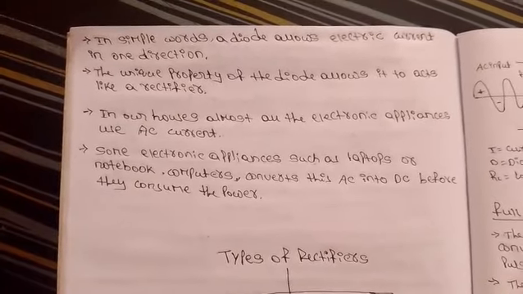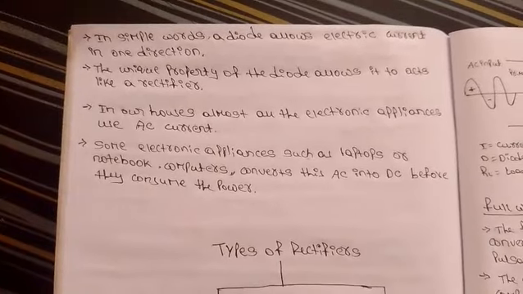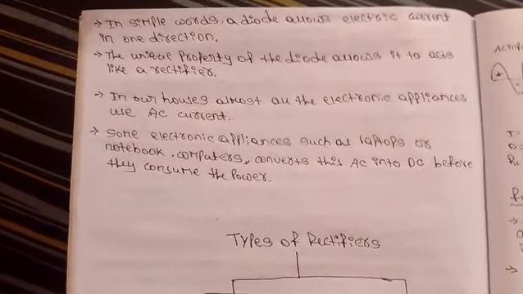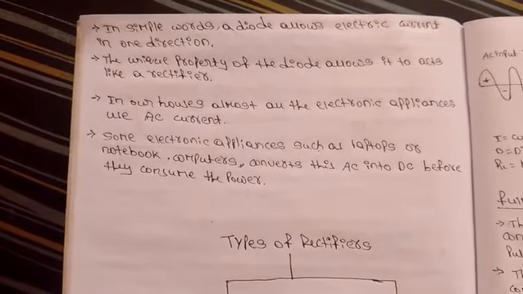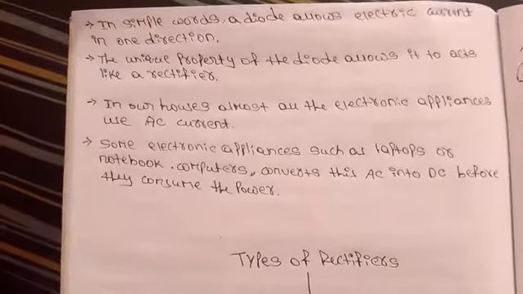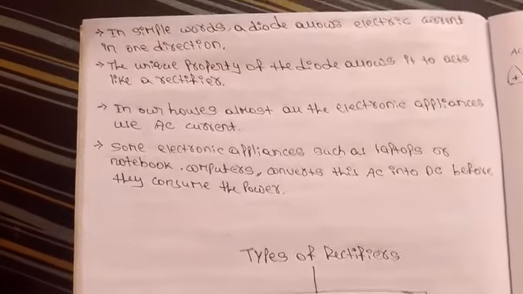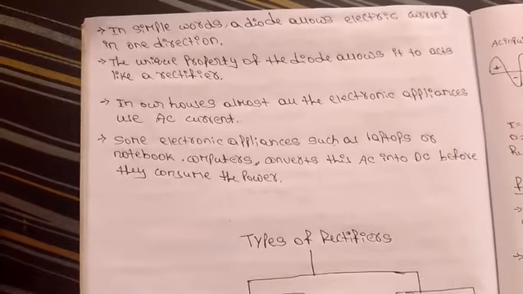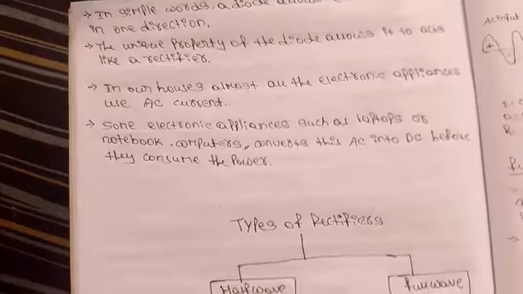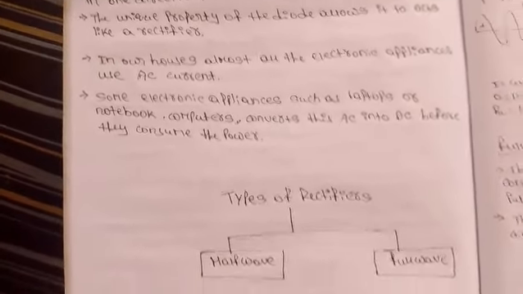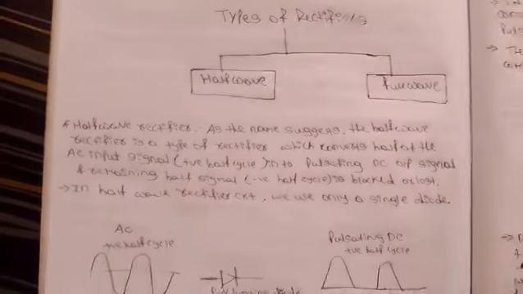We know that in our houses we get AC current, right? But some electronic devices like laptops and mobiles need DC current. With the help of the rectifier, the AC current is converted to DC. Here we have two types of rectifiers, the half wave rectifier and the full wave rectifier.